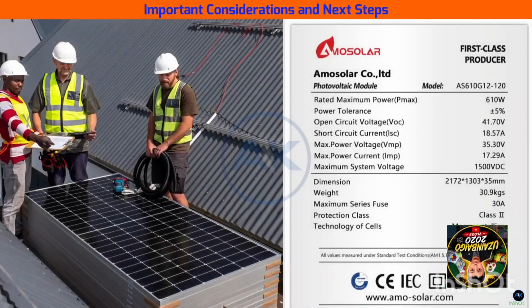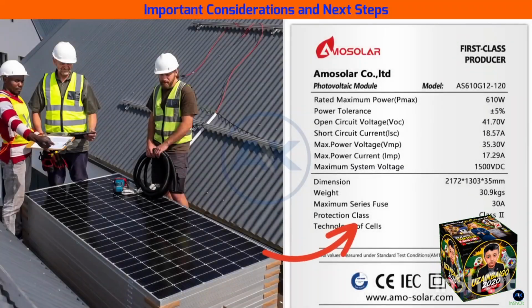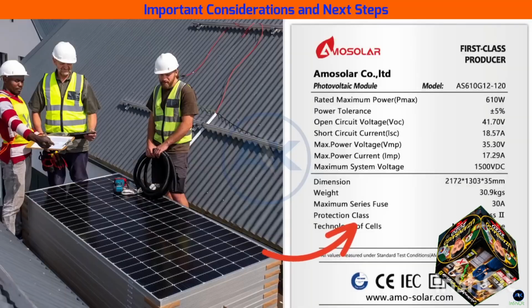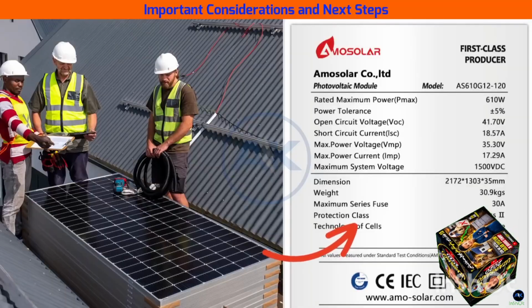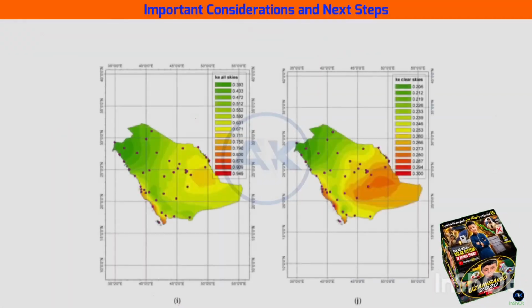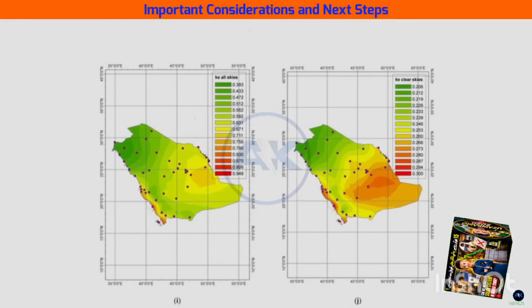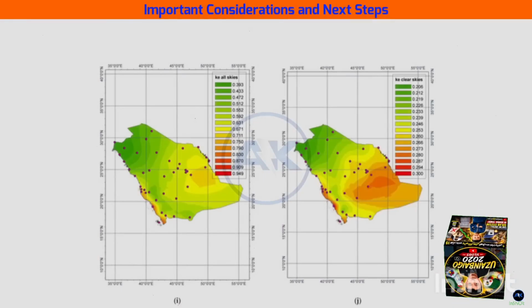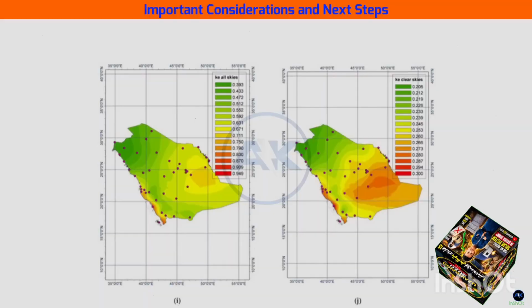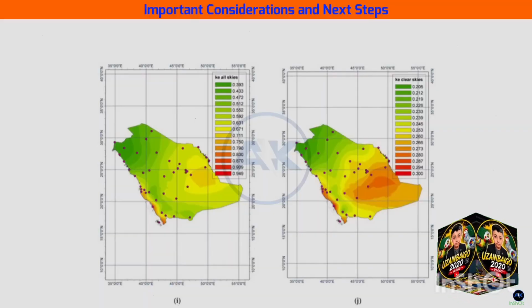Important considerations and next steps. Real-world data: always use the exact data from your purchased solar panels and inverter. Minor differences in specifications can change these results. Temperature variation: for critical applications, consider the absolute lowest historical temperature for your site. Saudi Arabia generally has high temperatures, but winter lows exist.